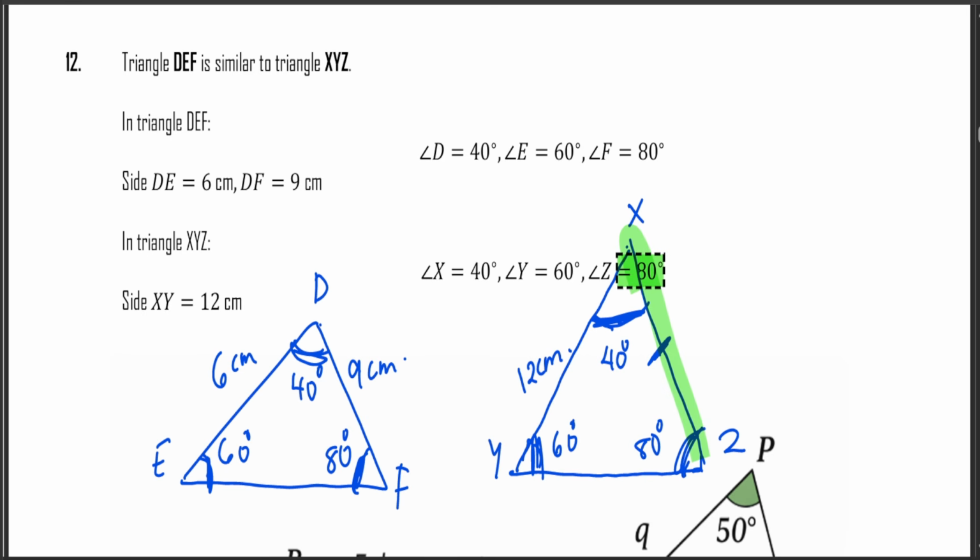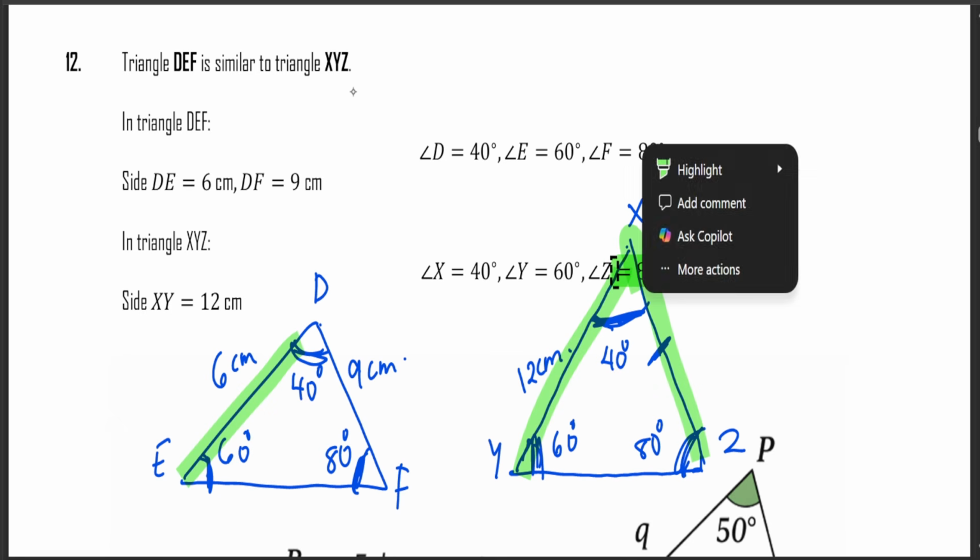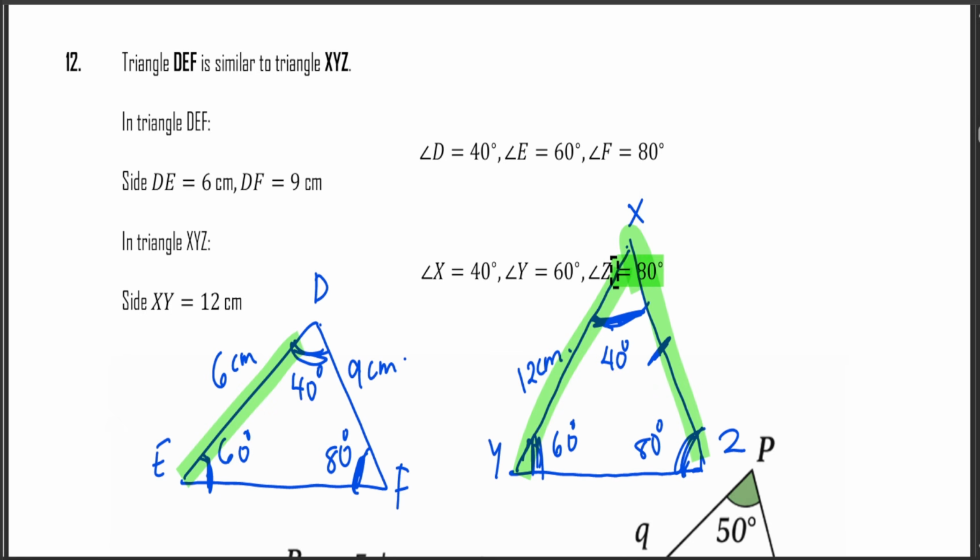Now there are similar sides. The similar sides are, this one is similar to this one. Okay, let me just write here. So that is similar to that one. So it means that side XY divided by DE, let me just write it DE, gives you the linear scale factor. So XY divided by DE, which is 12 divided by 6, gives you 2.